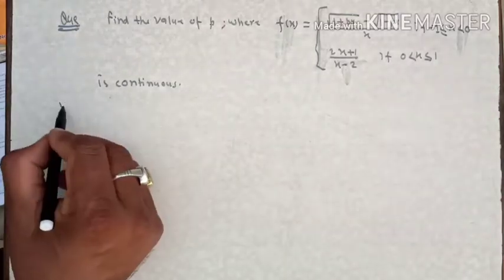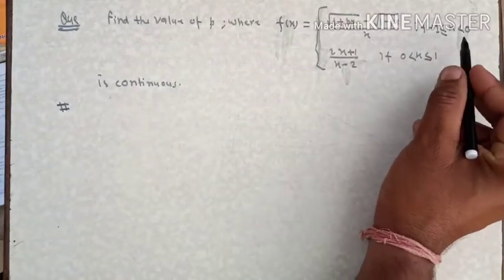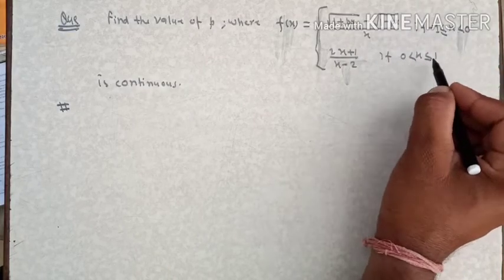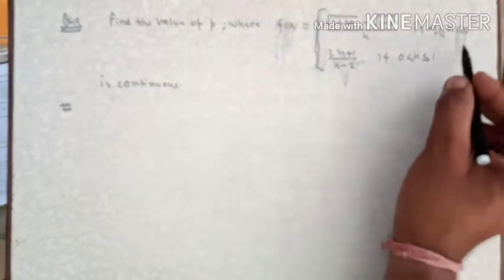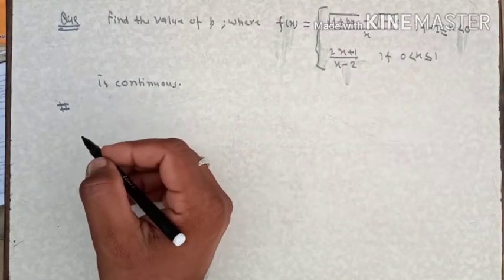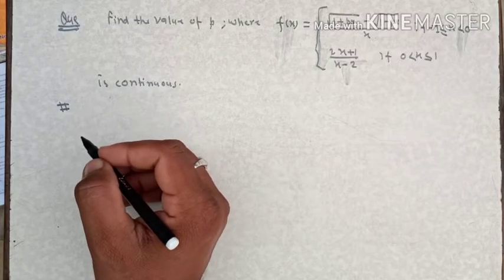So the behavior of the function changes at the point x equal to 0. Here x is less than 0 and here x is greater than 0. So the value of the function changes at the point x equal to 0. So we find the left hand limit, the right hand limit, and the value of the function at x equal to 0.